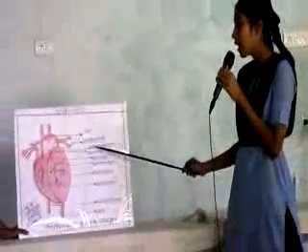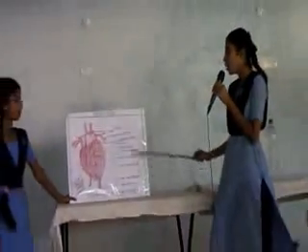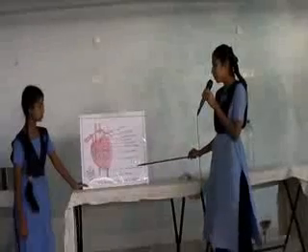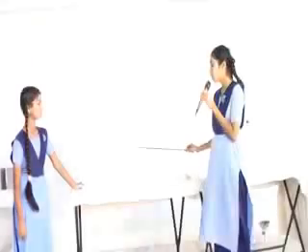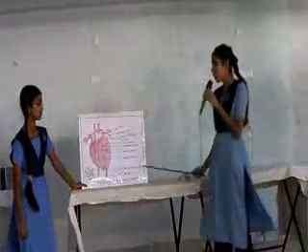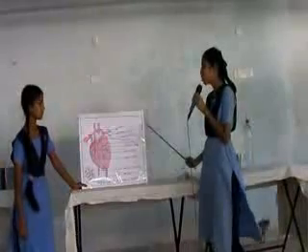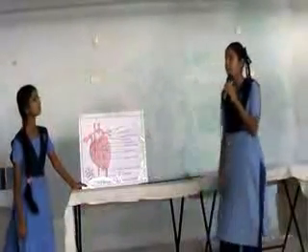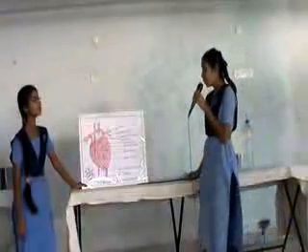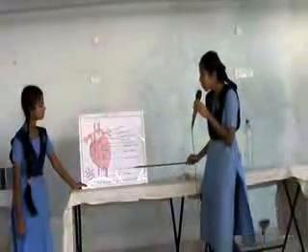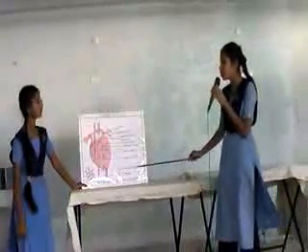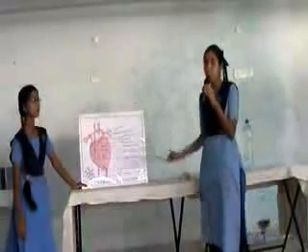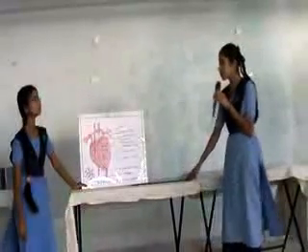Blood vessels that bring blood to the heart. There are three large veins that bring blood to the heart: superior vena cava, inferior vena cava, pulmonary vein, and coronary vein. Superior vena cava collects deoxygenated blood from the upper part of the body such as the hands. Inferior vena cava brings deoxygenated blood from the lower part of the body such as the abdomen and legs.